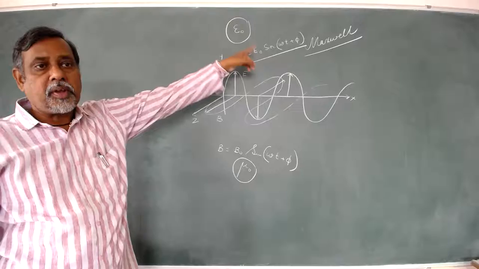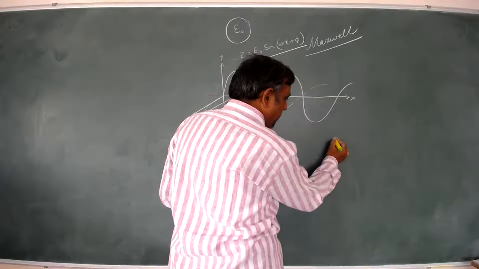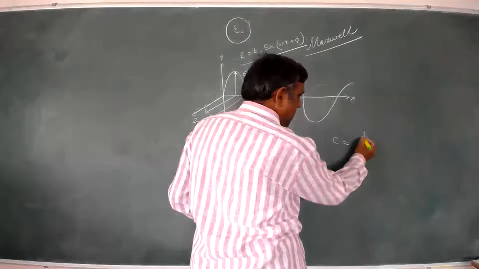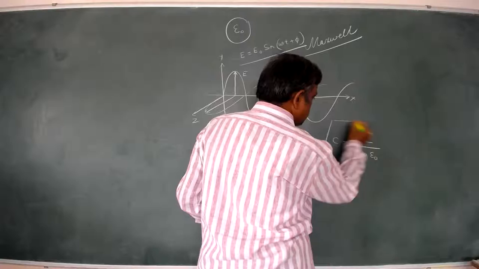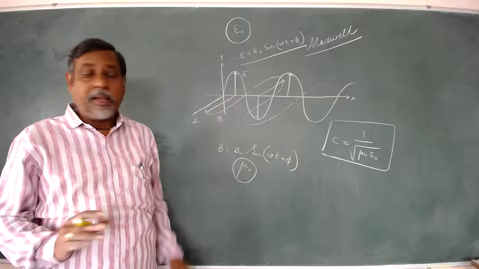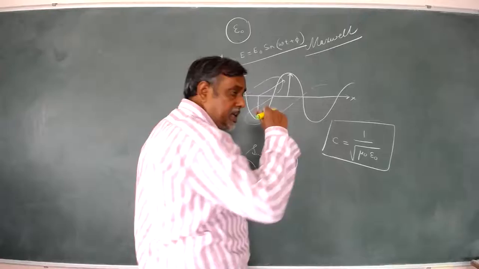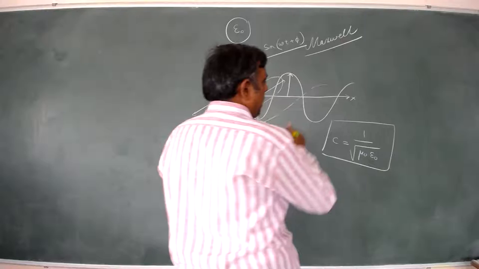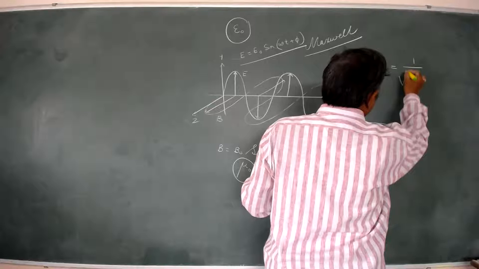Now, by means of this, the velocity of electromagnetic wave, in this case the velocity of light, how do you write? 1 by under root mu naught into epsilon naught. This is the equation given by Maxwell. If you replace this air or vacuum with any other medium, that medium will have a different permittivity and permeability. Let the medium's permittivity be epsilon and the medium's permeability be mu. Then the velocity of light in that particular medium, how do you write? 1 by under root mu into epsilon.